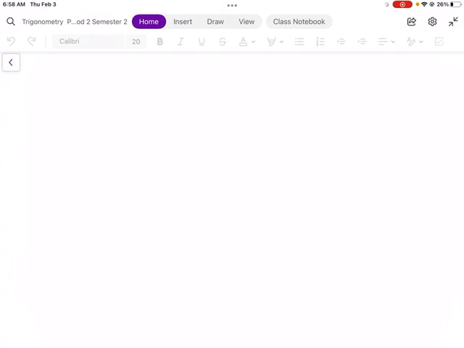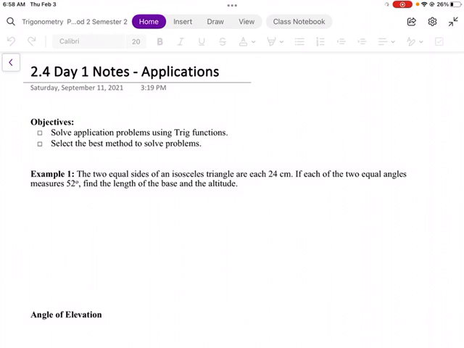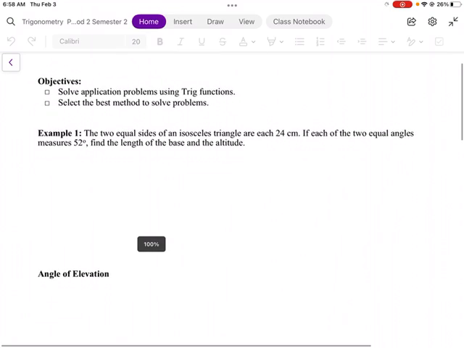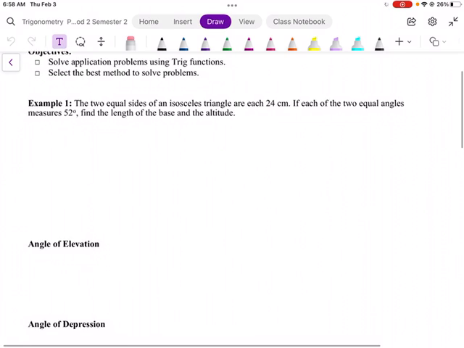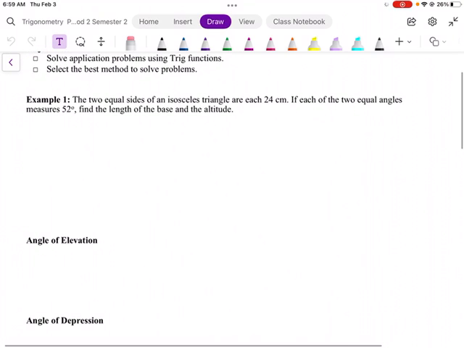Section 2.4 is the first day that we are going to be working on application problems. Our objective for this is to solve application problems using trig functions and select the best method to solve the problems.